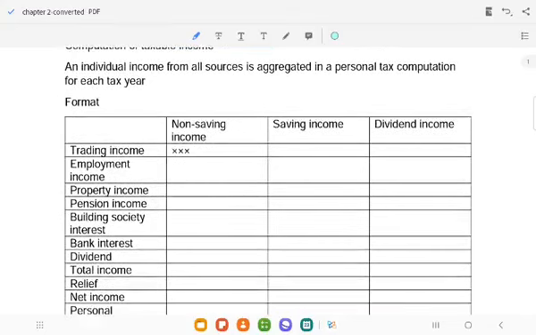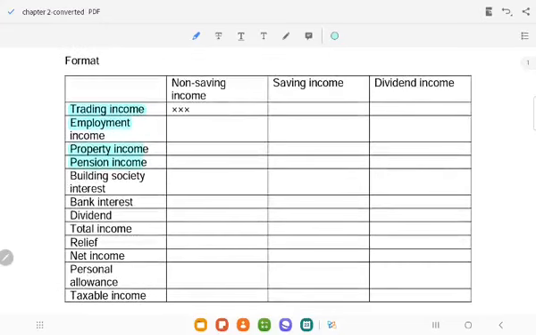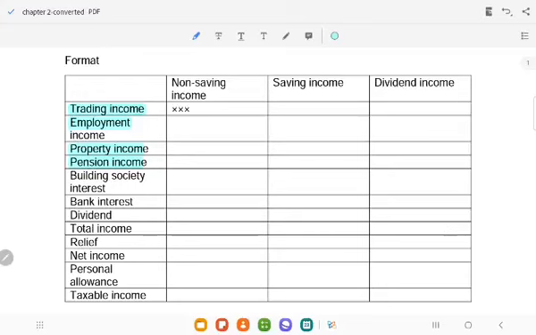Here, the individual sources of income can be broadly classified as non-saving income, saving income, and dividend income. In the non-saving income, there are four heads: trading income, employment income, property income, and pension income. While the saving income consists of building society interest and bank interest, dividend income is presented separately, as the rates for the calculation of dividend income are different. So after adding all these non-saving and saving income plus dividend, you will get the total income.